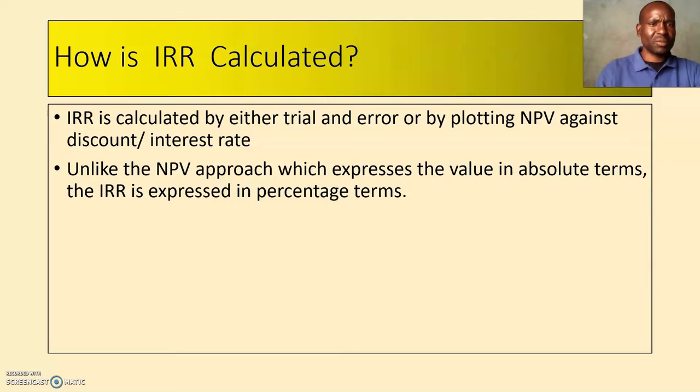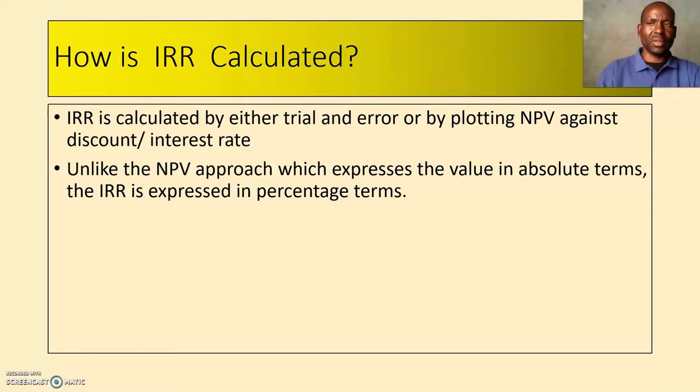Now, it's important that from the outset we understand how the internal rate of return is calculated. So we are going to begin with the plotting method. Of course, I did mention that there are two methods, the trial and error method and the plotting method. In the plotting method, what you make use of is the NPV and the discount rate. We have to plot these on the X-Y plane, and then once we've plotted, the graph itself is going to tell us what the internal rate of return is.